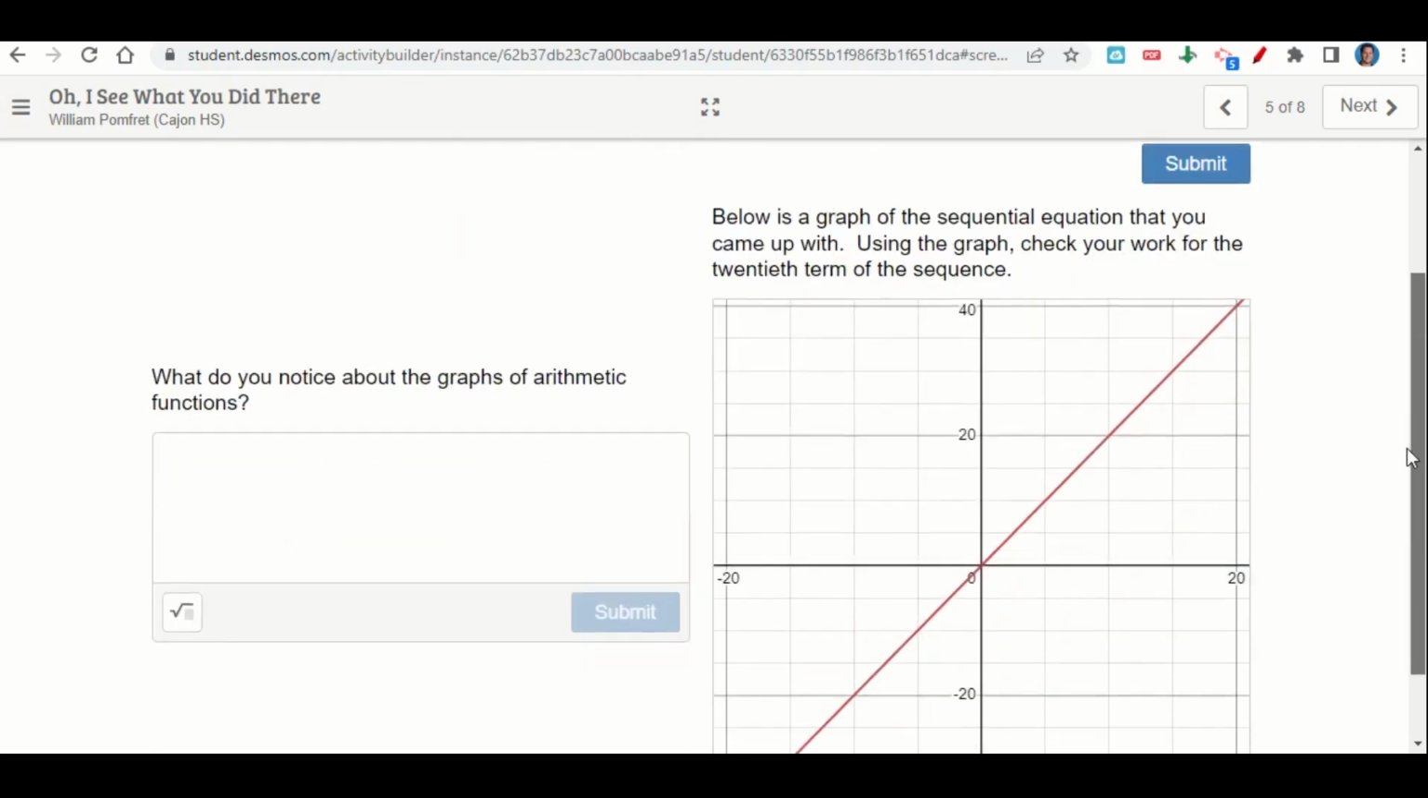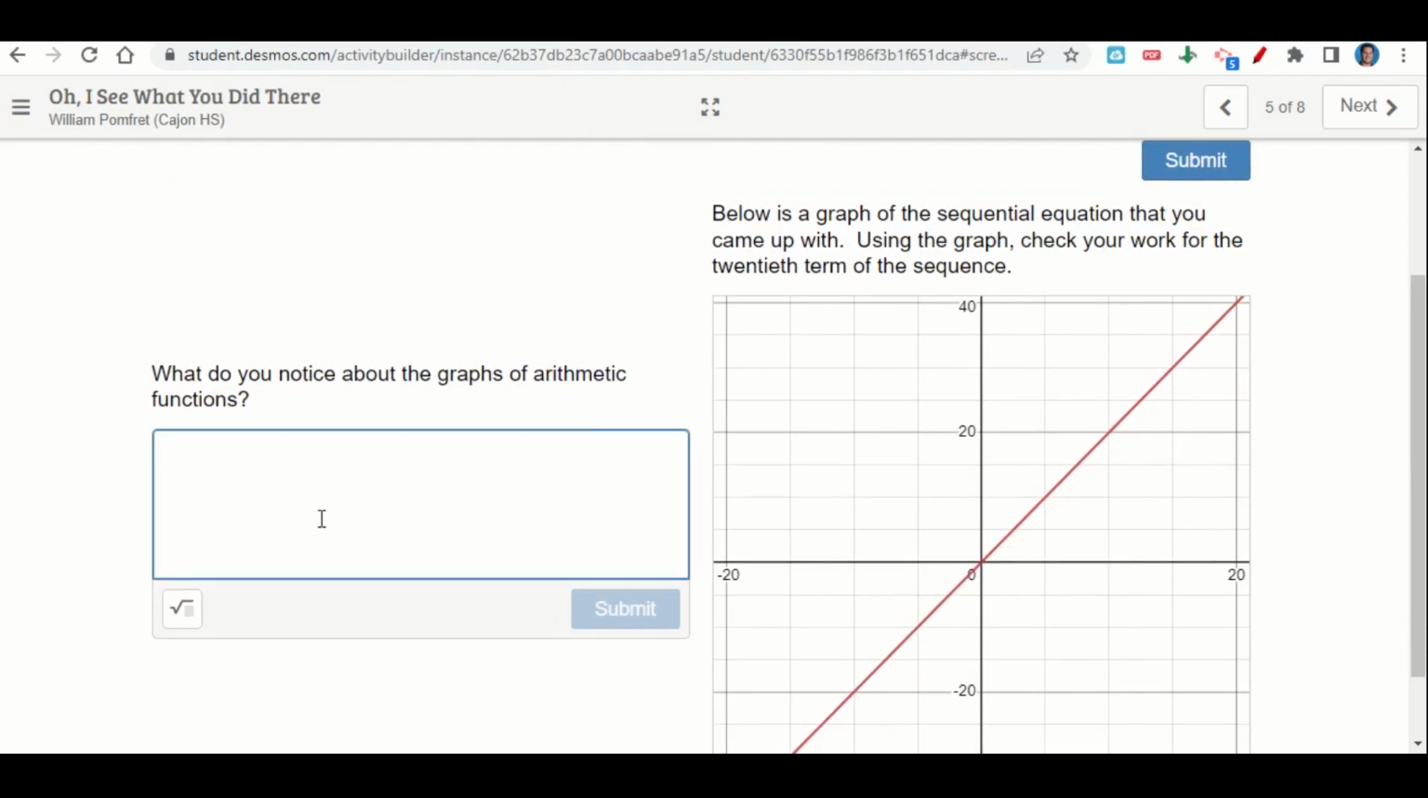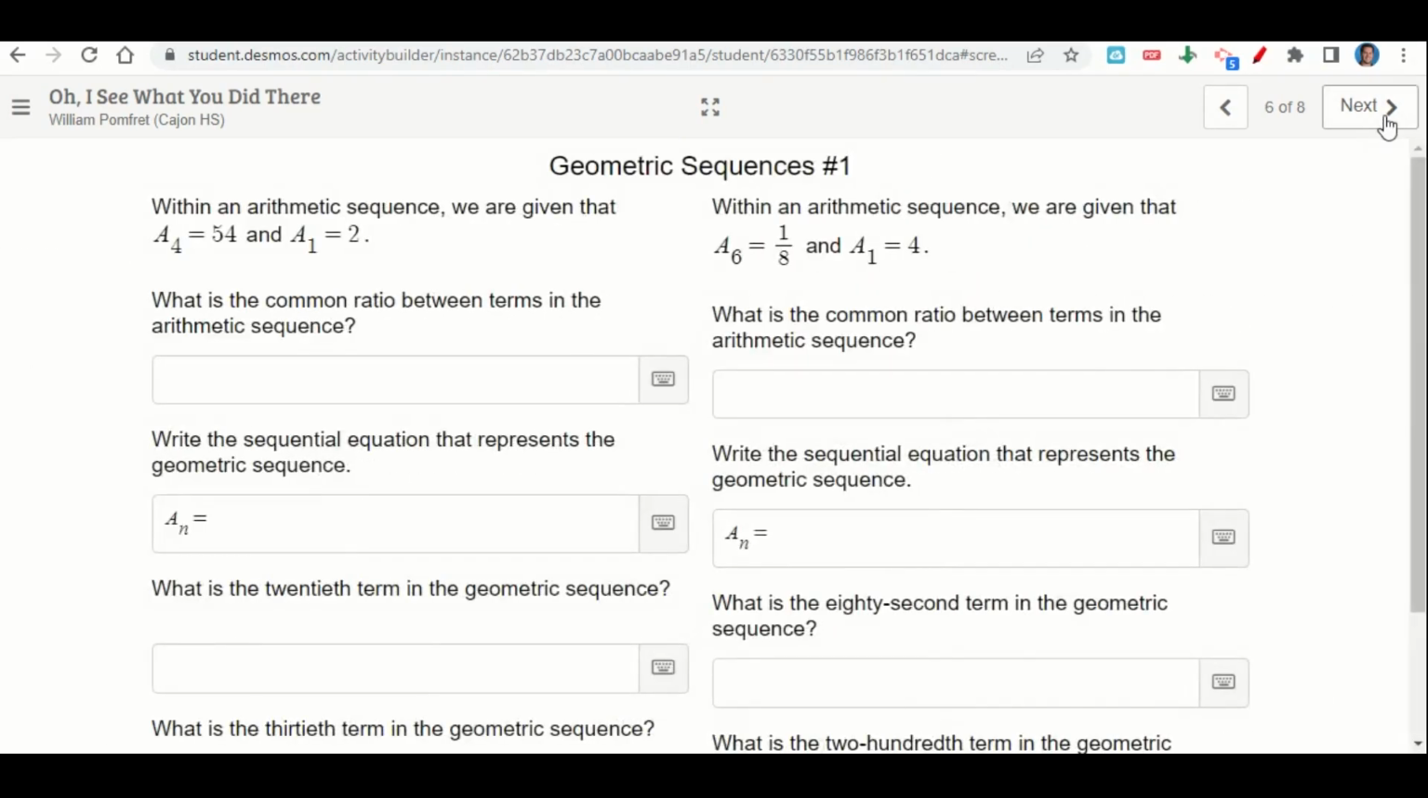And it says, what do you notice about the graph of the arithmetic sequence? Well, if we check the graph, we can see that it forms a linear function. So you'll just state that in words. Then we'll go ahead and click Next. Now we're going to look at geometric sequences. So it says, what is the common ratio?